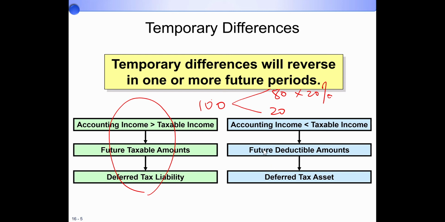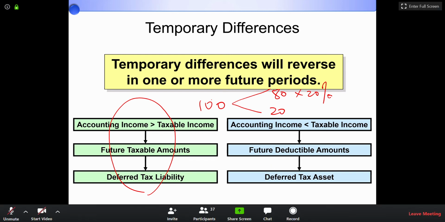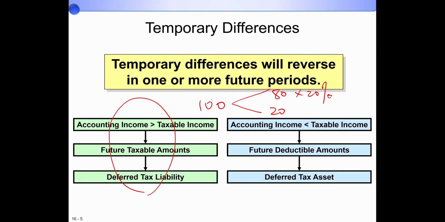Okay, the remaining 20 is called the future taxable amounts. We don't pay tax right now, but we will pay tax in the future. Because this is timing, these are just temporary differences, not permanent differences, right? It's just timing issues. We don't pay it right now, but tax should be paid in the future. So we call that 20, this 20, the future taxable amounts.